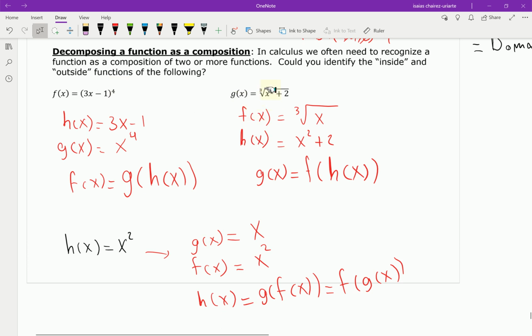Let's think about the next one. You have a function g of x, which is the cubic root of x squared plus 2. Again, I want to break this function up and think about it as a function inside another one. So I would say that the outer function should be the cubic root, and the inner function should be x squared plus 2. I call the outer function f of x and the inner function h of x. So it's f of h of x. That's my original.